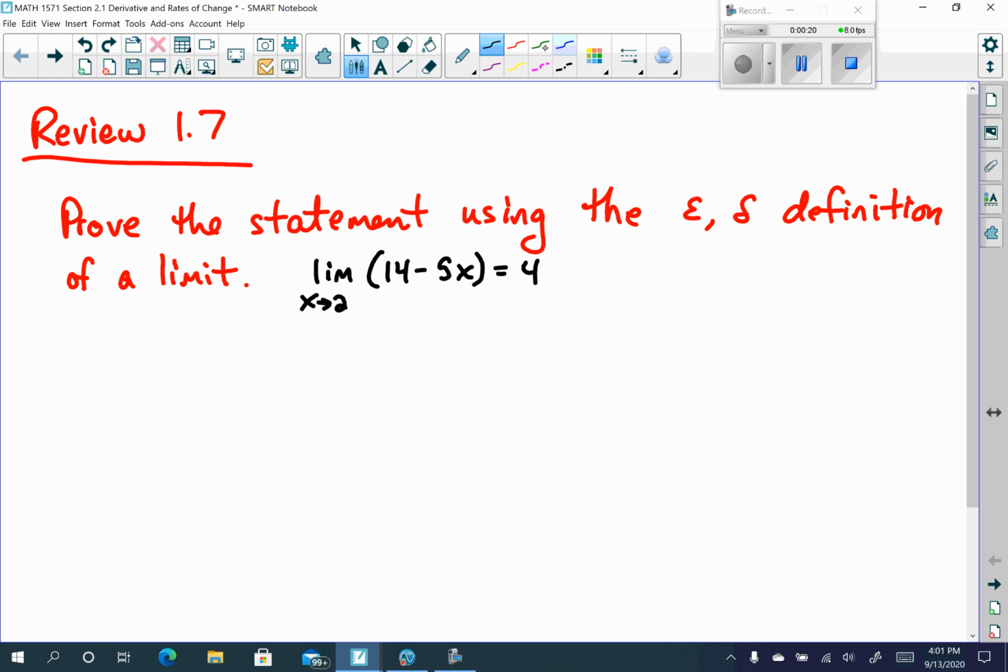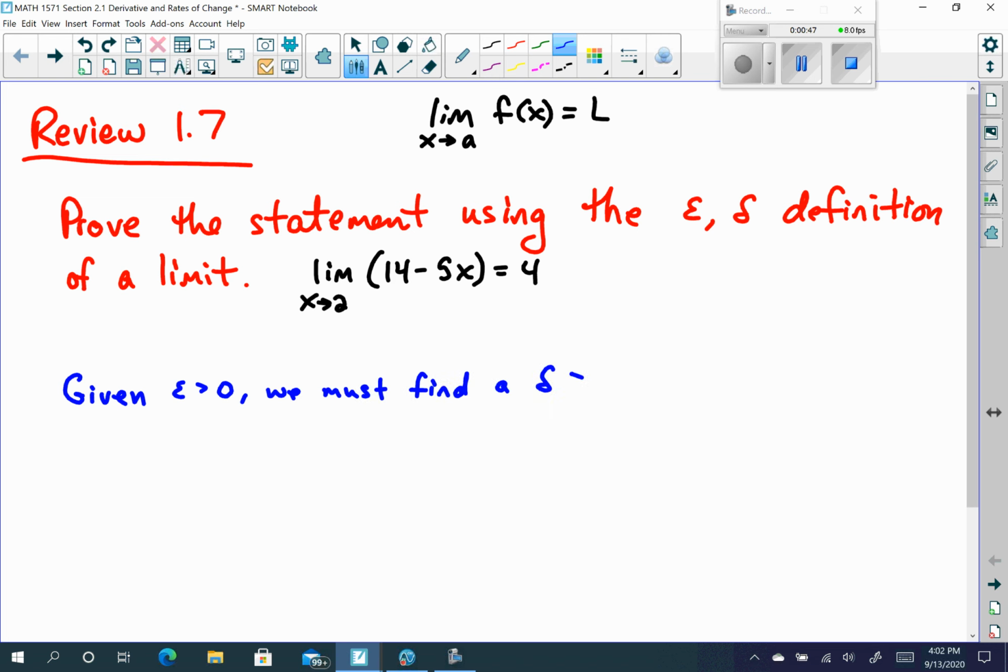So we need to go back to just the general format of a limit, which is the limit as x approaches a of f of x is equal to L to help us put our pieces together here. Anytime there's a proof or a problem where we want to involve this definition, it always starts with: we're given an epsilon greater than 0. We must find a delta greater than 0 such that if, now we start with the delta inequality statement, the absolute value of x minus a, in this case a is the 2, so the absolute value of x minus 2 is less than delta.